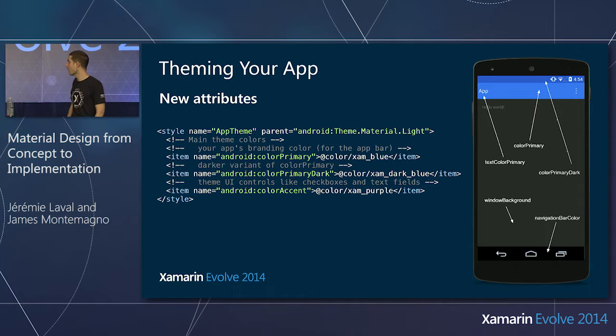And this is how we get into our application. So we can see all of the different properties on the right-hand side of our screen. And those, like Jeremy was saying, is all of it, including the navigation bar color as well. So we can see that I've inherited from Theme.Material.Light, and I've specified three brand new attributes: the colorPrimary, colorPrimaryDark, and the accent color. And that's what my user interface will look like.